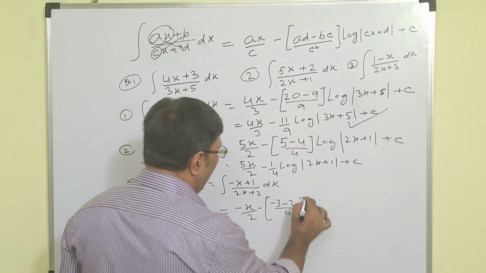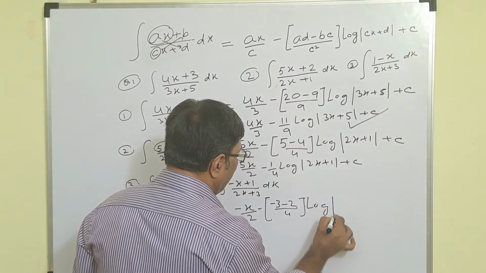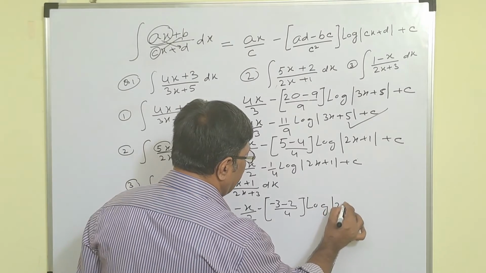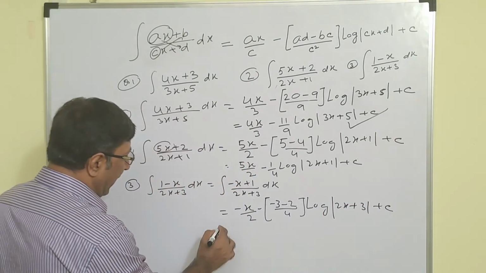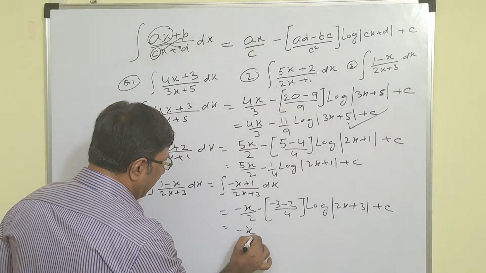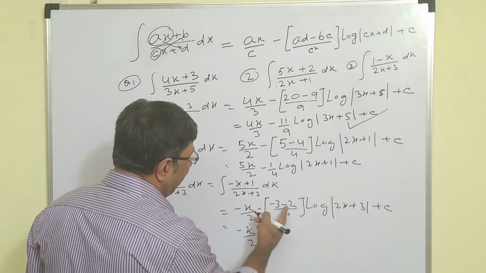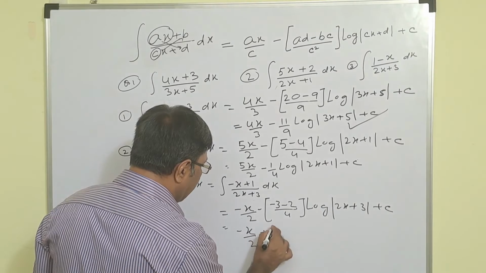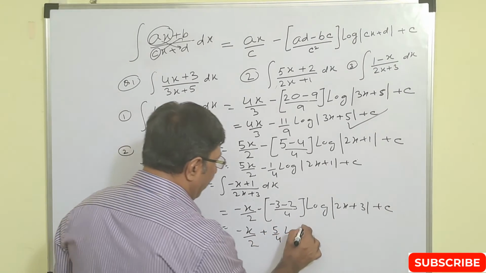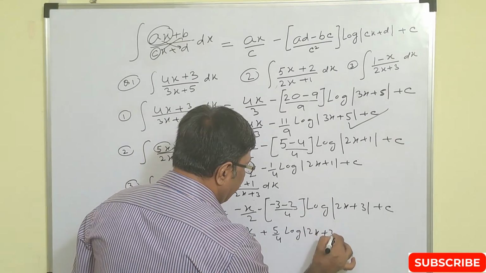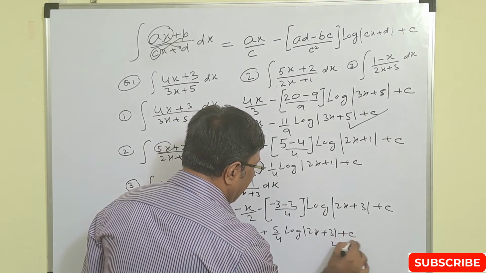Again you write log of the denominator. The denominator is 2x plus 3, so this is log of 2x plus 3 plus c. Now simplify. This is minus x by 2 and this is minus 5, so minus minus is plus. So this is 5 by 4 log of 2x plus 3 plus c. This is the right answer.